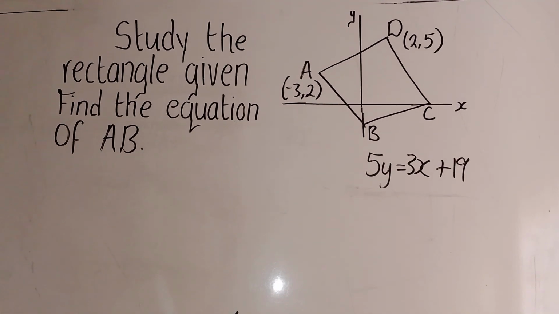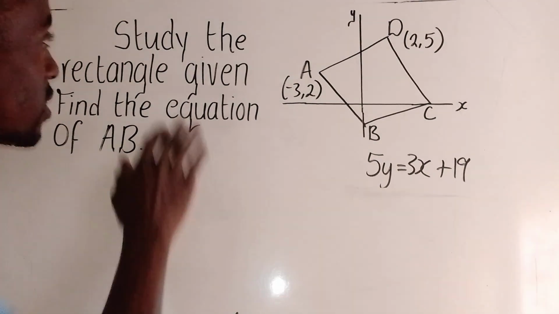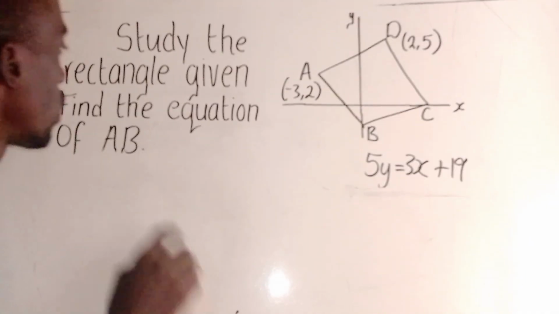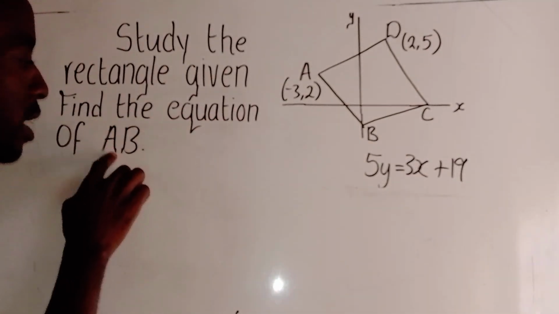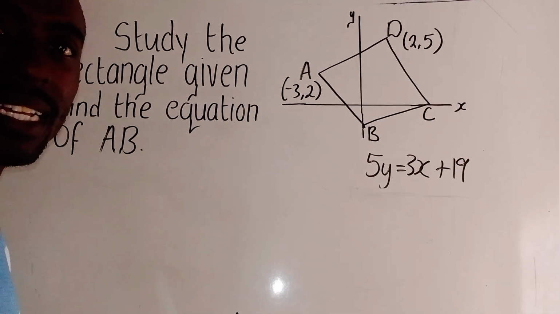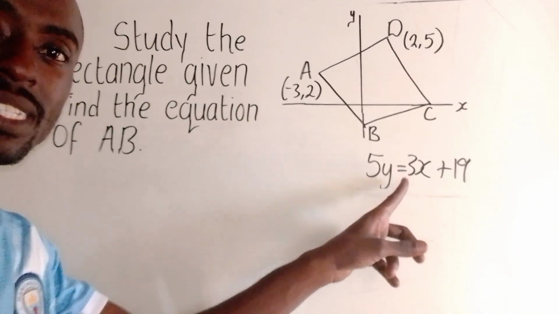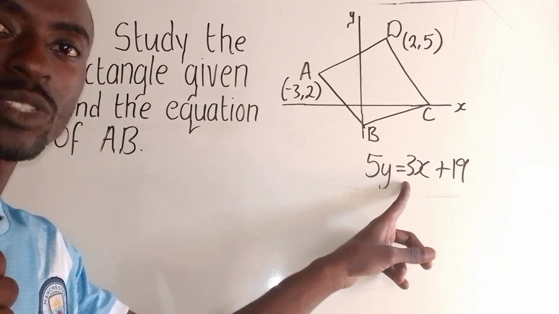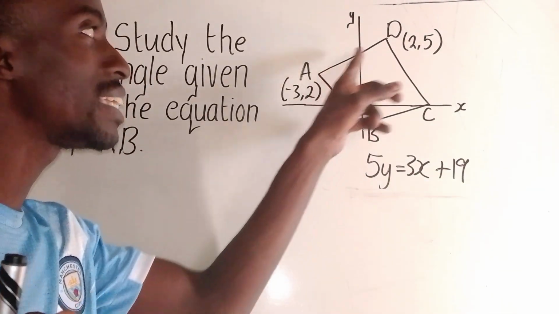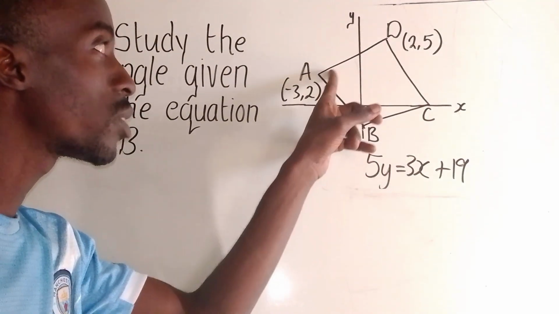Okay, so we have a mathematics question that says study the rectangle given. This shape here is a rectangle. So find the equation of AB. Now you must understand that this equation you are seeing was the answer from the previous one. In simple terms, this equation is the equation for AD.